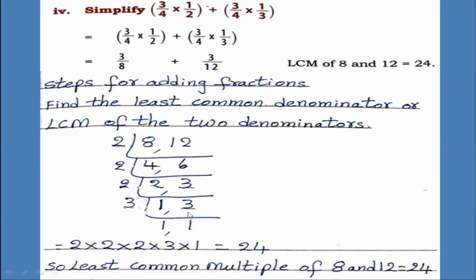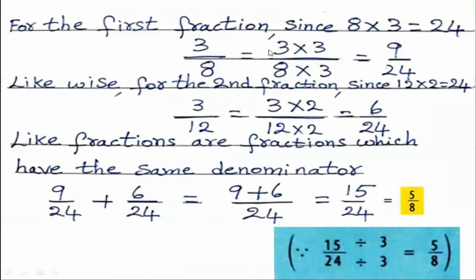Now here again in the same way 1 we can't divide with 3. So write 1 directly and 3 divided by 3 is 1. Now here 2 into 2 into 2 into 3 into 1 is equal to 24. So least common multiple of 8 and 12 is equal to 24. For the first fraction, since 8 into 3 is equal to 24, that is 3 by 8 is equal to 3 into 3 by 8 into 3 equal to 9 by 24.